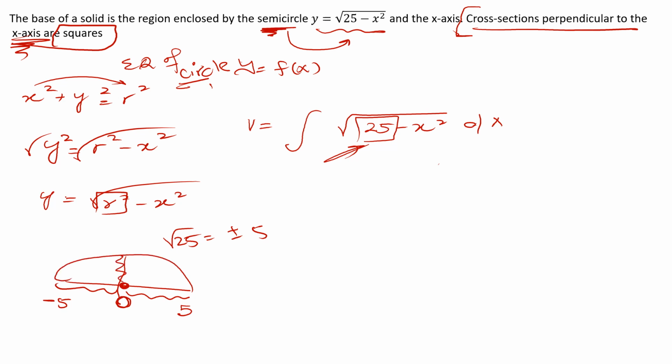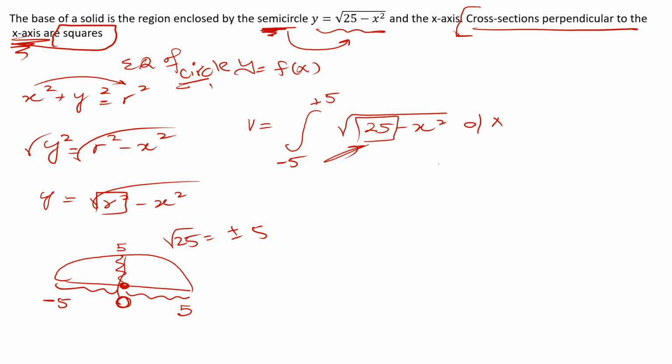Even if you go up, it will be 5. The distance from the origin to here, wherever you go, will be 5. But since we are working on the x values, our x values will be -5 to +5. Write it in the calculator and get the answer.